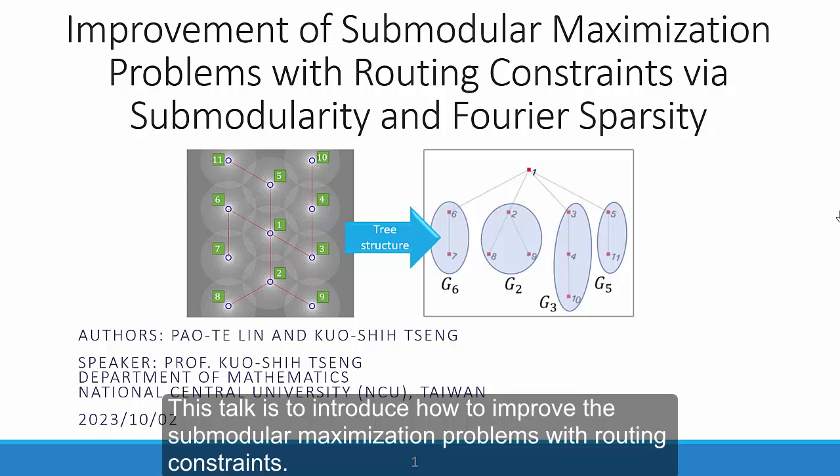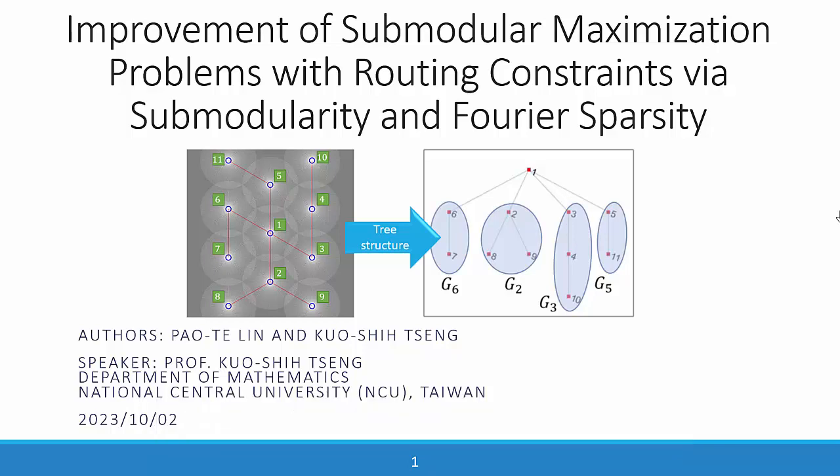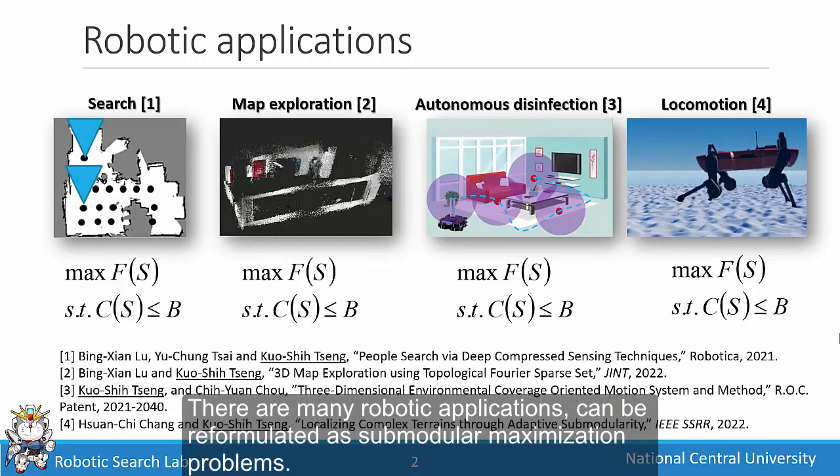This talk is to introduce how to improve the submodular maximization problem with routing constraints. The authors are Pao-Te and Kuo-Shih from the National Central University. There are many robotic applications that can be reformulated as submodular maximization problems.